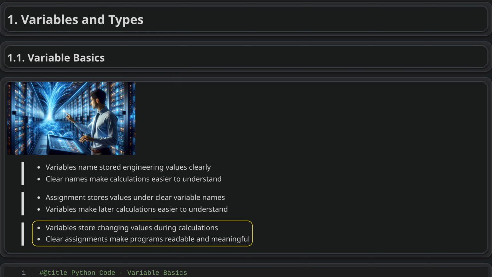Variables let a program update values as it runs, making it adaptable when data or results change. In engineering, this supports tasks like changing simulation values or cost estimates as conditions shift. Each variable should have a clear purpose, helping beginners write programs that are accurate, readable, and easier to maintain.